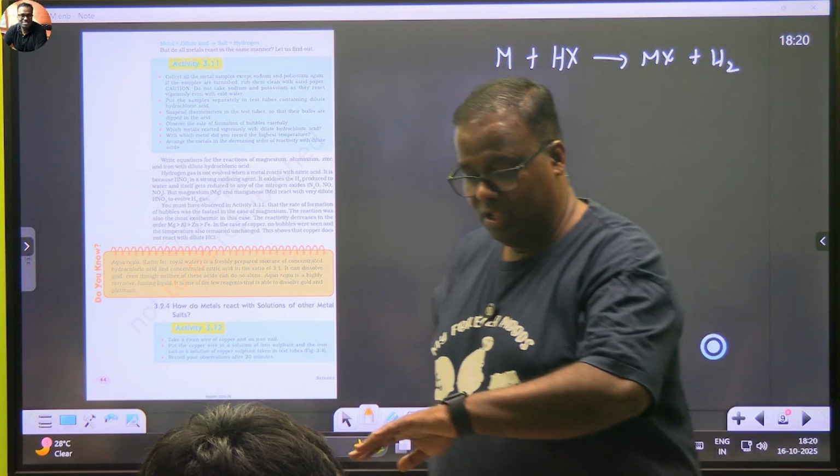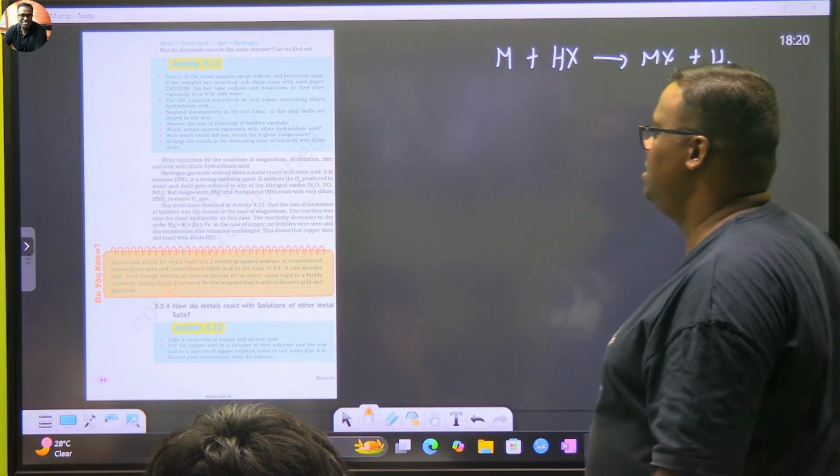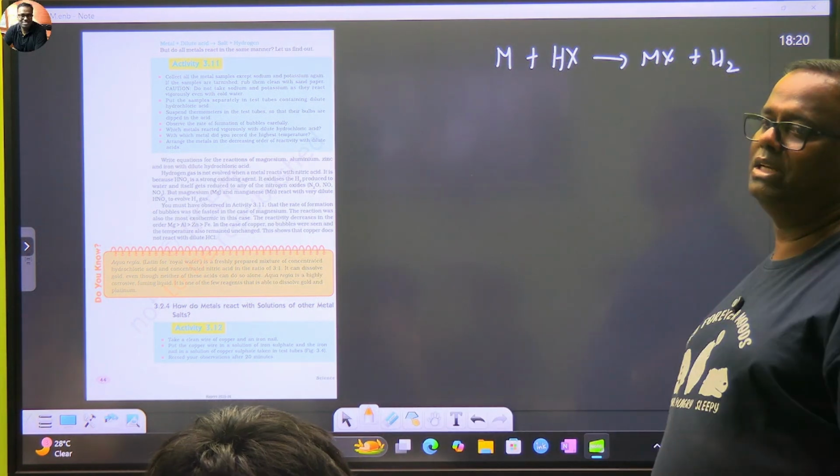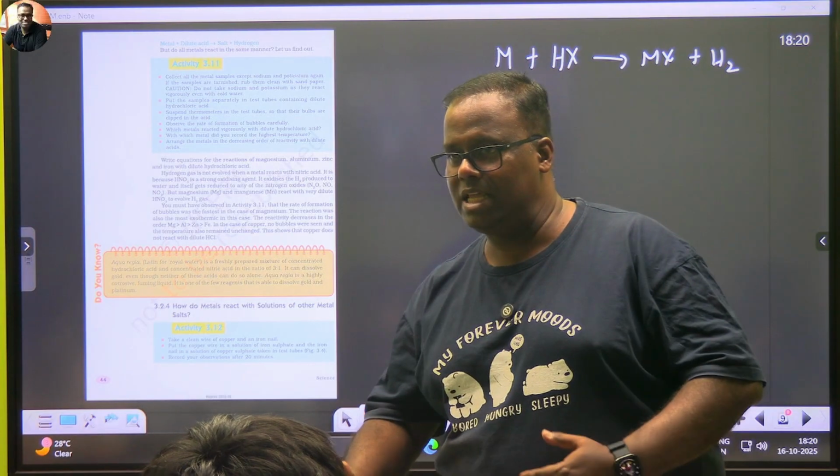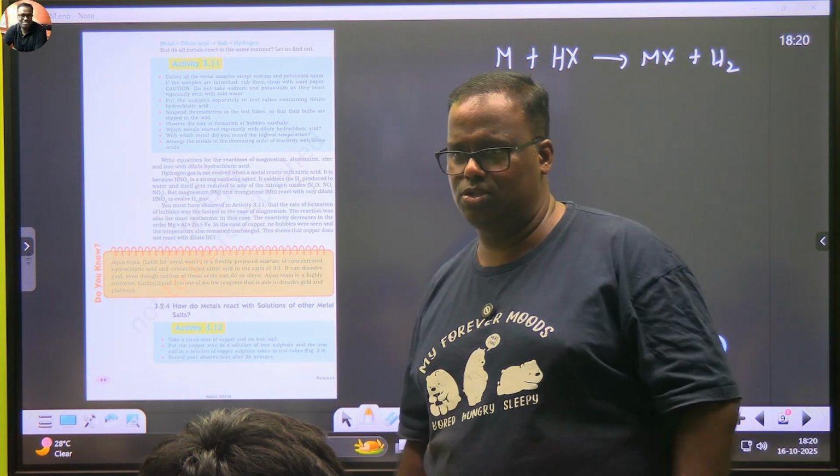Okay. Next, how do metals react with solution of other metal salts? Metals reacting with other metal salts. So the question will come up.